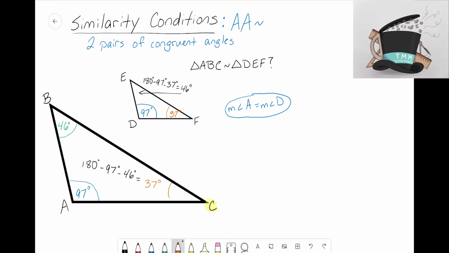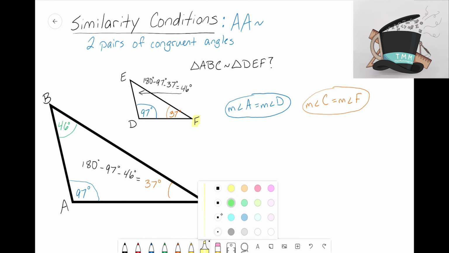So now we have our second fact. Our second fact is that the measure of angle C equals the measure of angle F. We also know that the measure of angle B equals the measure of angle E. We could also have written that. At this point, it doesn't matter which one we use. All we needed to know was that two angles were congruent. We see that C and F are congruent, and we also saw that A and D were congruent as well.